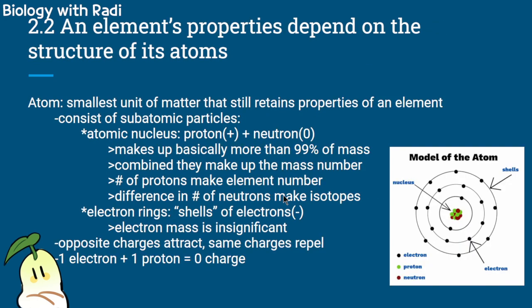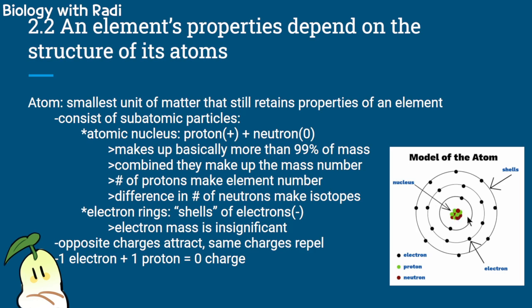And then the next topic is 2.2, an element's properties depend on the structure of its atoms. Atoms are the smallest unit of matter that still retains the properties of an element, and they consist of subatomic particles. There are 3 subatomic particles: protons, neutrons, and electrons. There's a diagram here as well. These 3 subatomic particles are separated into 2 different regions: the atomic nucleus and then the electron rings. It's also visible on the diagram here.